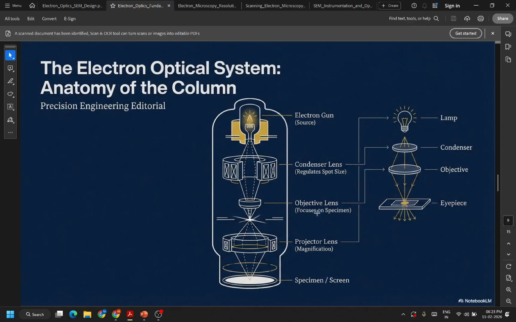So these are similar to what you have in a normal optical microscope. You have your lamp, which is your light source. Then you have a condenser to regulate spot size. Then you have an objective to focus on the specimen, and instead of a projector lens, the objective itself changes your magnification. Then you also have detectors to collect the scattered electrons, and for viewing in an optical microscope you have an eyepiece.